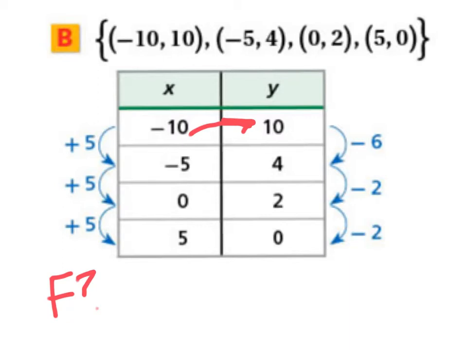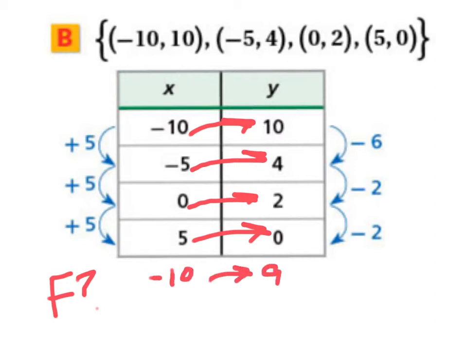You have a -10 pointing to a 10, a -5 pointing to a 4, a 0 pointing to a 2, and a 5 pointing to a 0. At no point in there do you have two x values that are the same pointing to two different y values. For example, if I had a -10 pointing to a 9, that would mean that this and this are the same, but they point to two different values. If that were the case, the answer would be no. But we don't have that in this case, so it is yes.